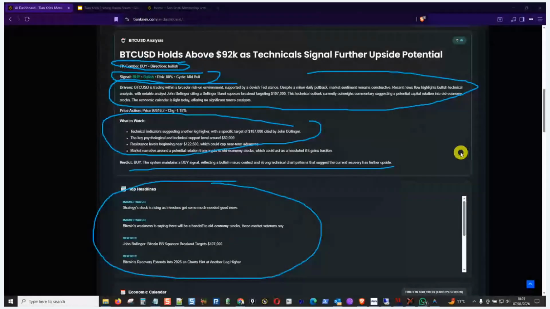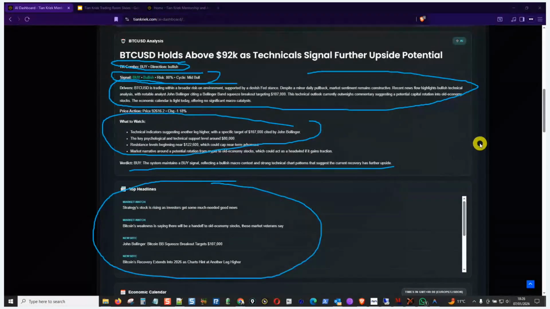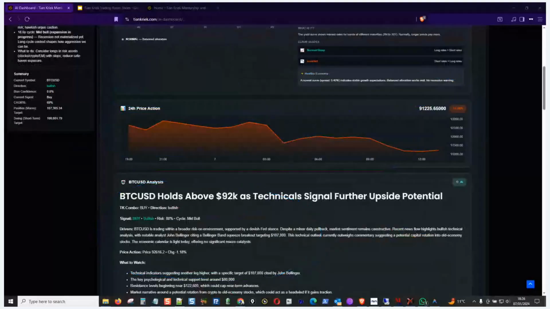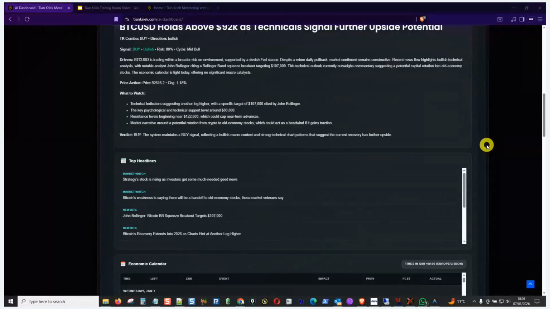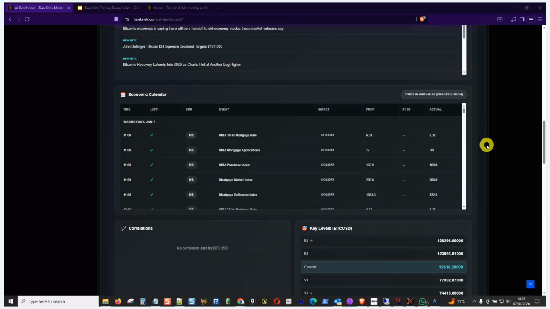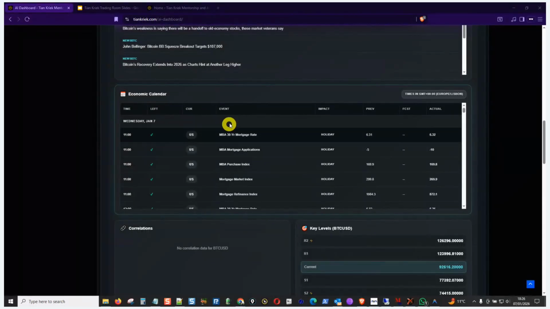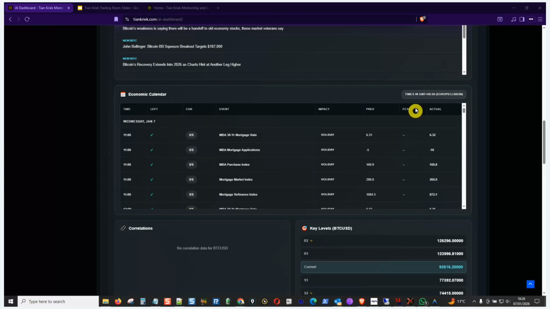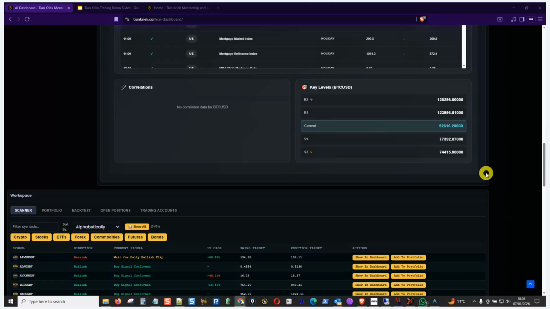Again, if you have something else listed in the dashboard other than Bitcoin, then it will focus on that particular instrument that is selected. And then we also have the economic calendar, which is focusing on what could affect Bitcoin for the day ahead or the week ahead. And then we also have key levels, support and resistance levels.